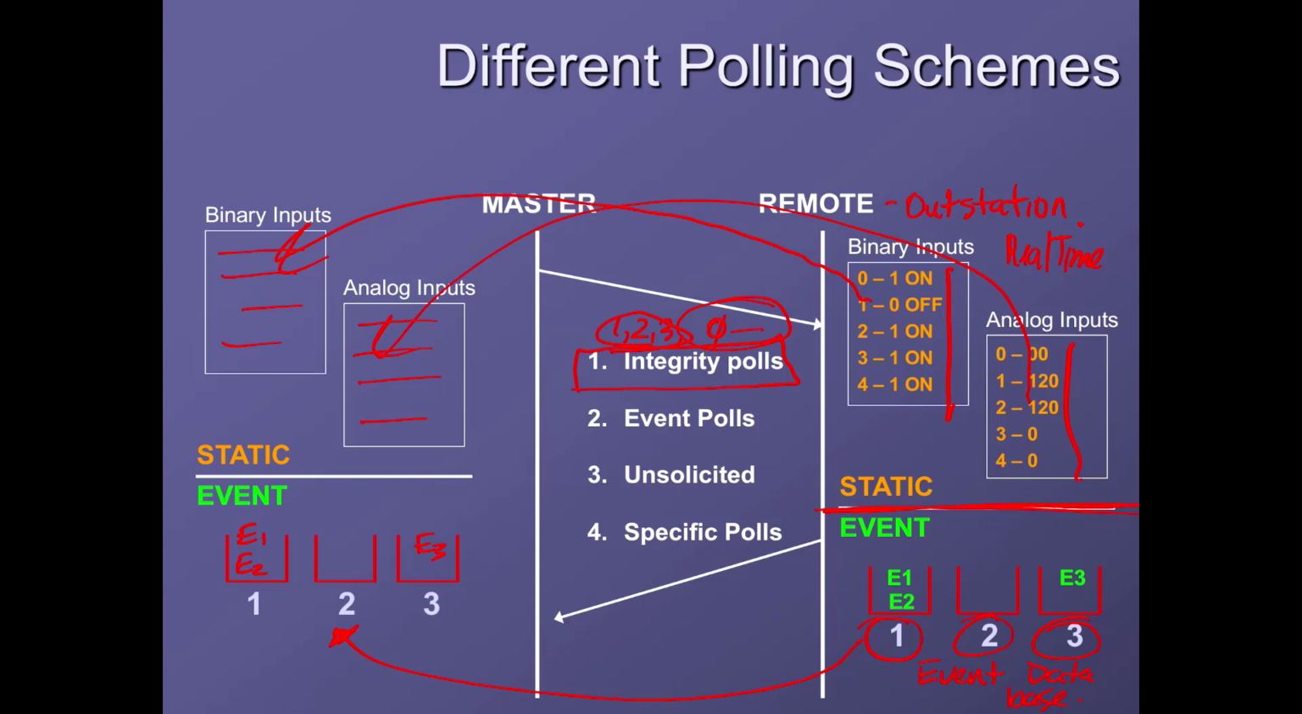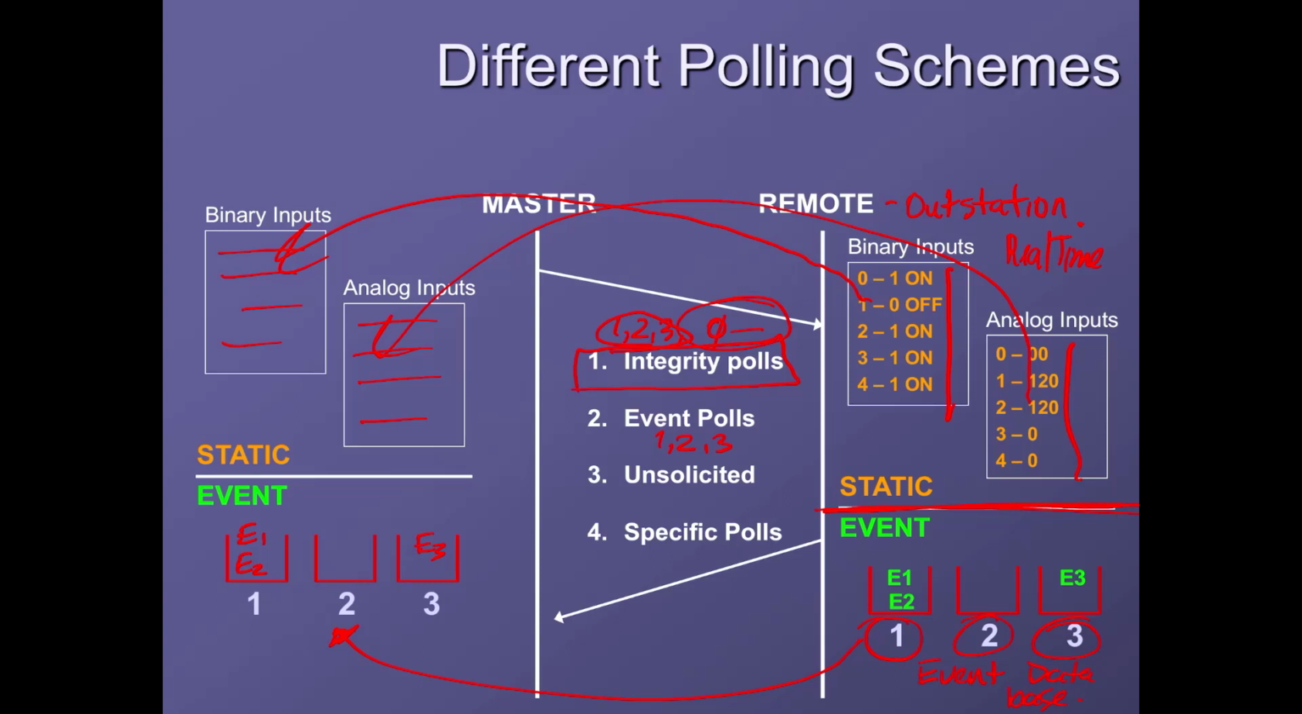So the event poll is simply a class 1, 2, 3 poll. Now it could just be 1 though. You need to realize that an event poll is not always all the classes 1, 2, and 3. It can just be looking for the most important events categorized as class 1, and the protocol allows you to assign your classes of events based on your priorities.